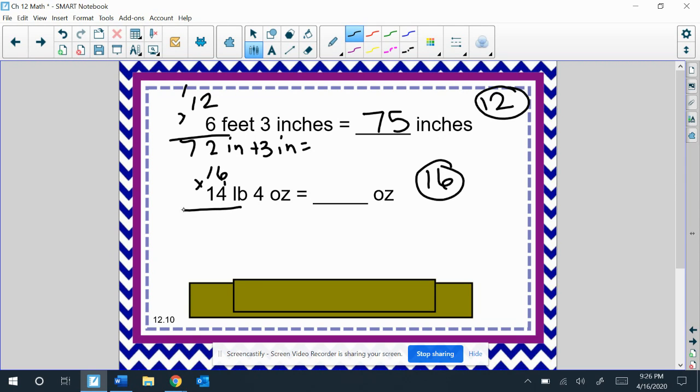6 times 4 is 24. Then 6 times 1 is 6. Place value zero. 1 times 4 is 4, 1 times 1 is 1. Add those all up: 4, 2, 2. 224. But I have 4 more I need to add in there. So 224 plus 4, well, 4, 5, 6, 7, 8. 228 ounces.